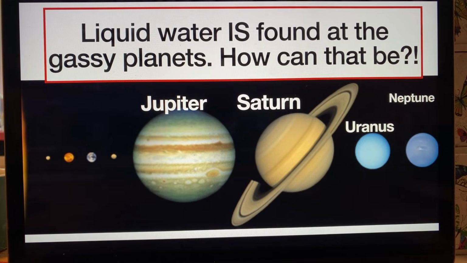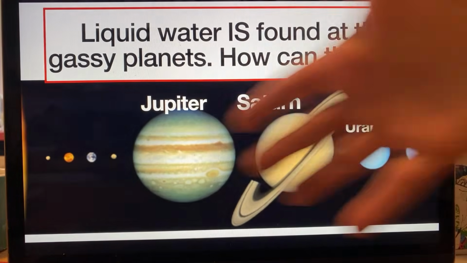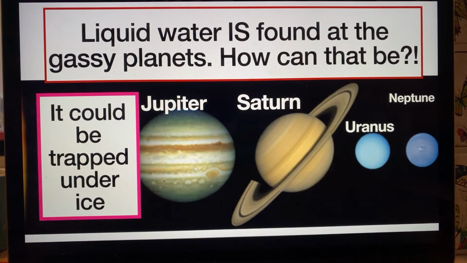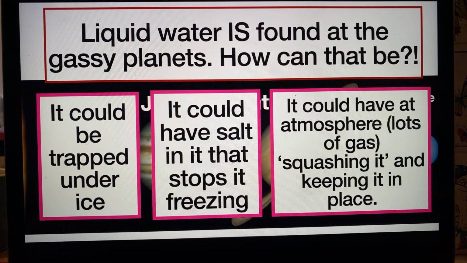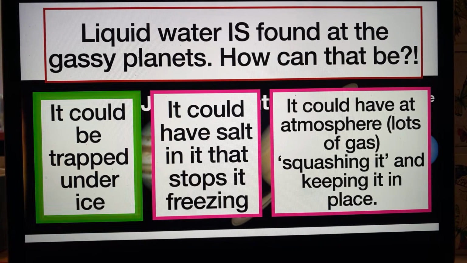So how can it possibly be that you can find liquid water after the frost line? Well, it could be that it's trapped under a protected layer of ice. It could be that it has salt in it, because salt changes the temperature at which water will freeze. Or it could be that the planets have a lot of atmosphere, like loads of gas around them, and that squashes the oceans and keeps them in place. Do you want to hear some real examples from our actual solar system?